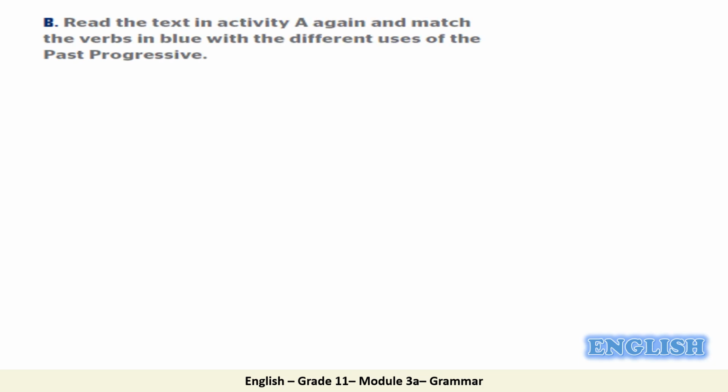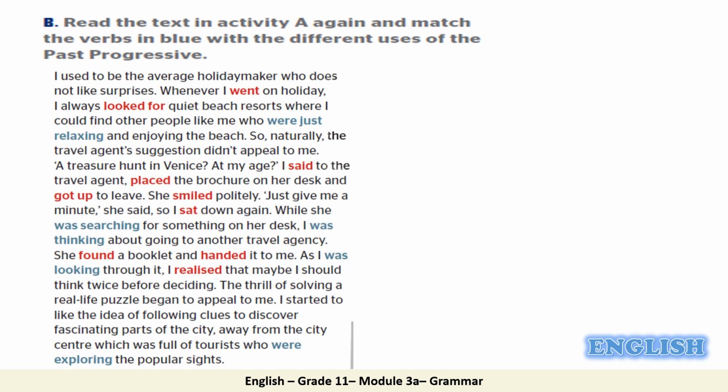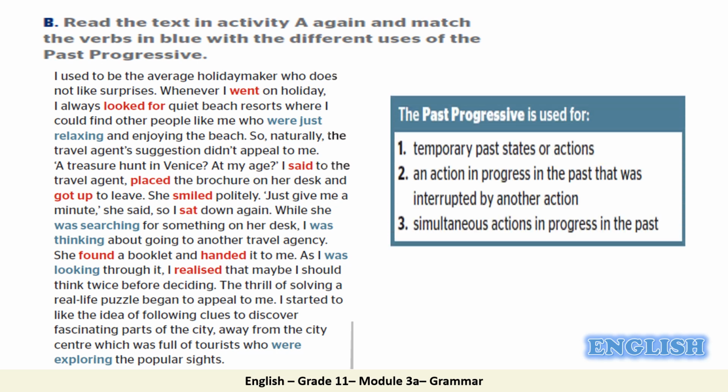Okay, dear students, now we are going to exercise B. Read the text in activity A again. So we are going to read this text again and match the verbs in blue with their different uses of the past progressive. Here we have three different uses of the past progressive. We are going to match these three different uses with the verbs in blue. So, dear students, pause the video for some time and answer these questions.